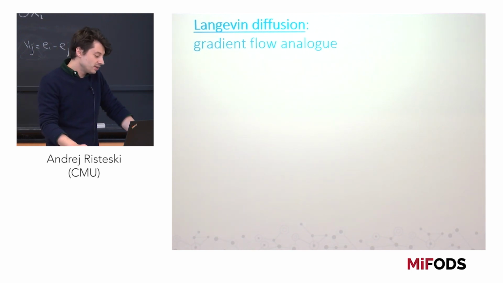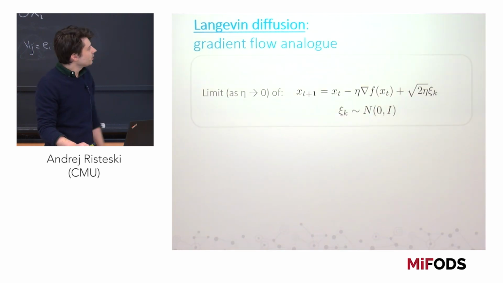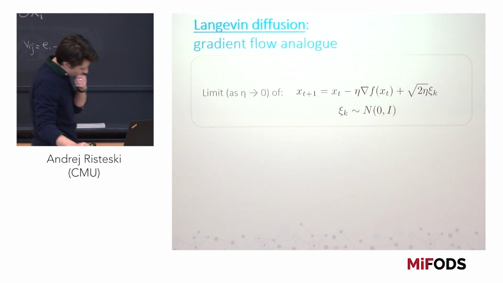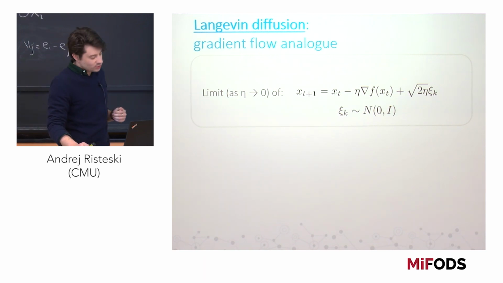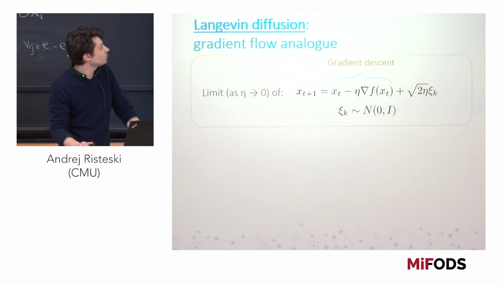And it's actually an analog of gradient flows, which is the continuous version of gradient descent. So what is this Langevin diffusion? It goes as follows. I'm going to look at the limit, as the step size goes to 0, of the following Markov chain. If I'm at some point x_t, first I'm going to take a gradient descent step, so I move opposite of the gradient, and then I'm going to inject some Gaussian noise, which is appropriately scaled according to my step size.